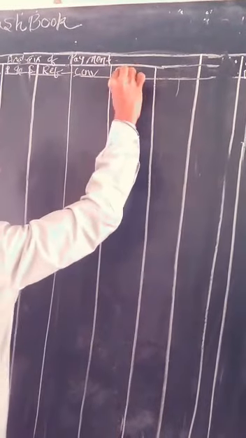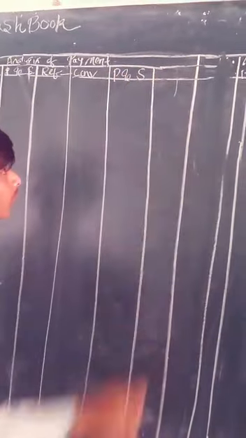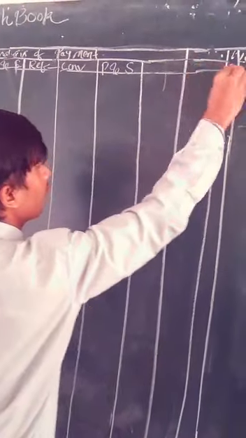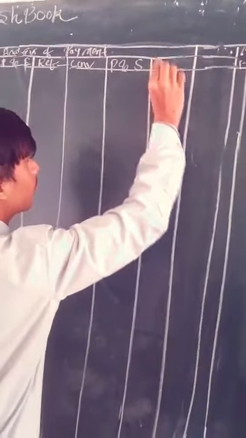Conveyance. Next? Printing and stationery. And next? Miscellaneous expenditure. You have given one more. Telephone charges. Okay, telephone charges and miscellaneous expenditure. Miscellaneous expenses you can write.